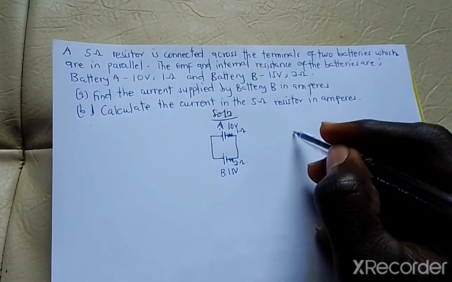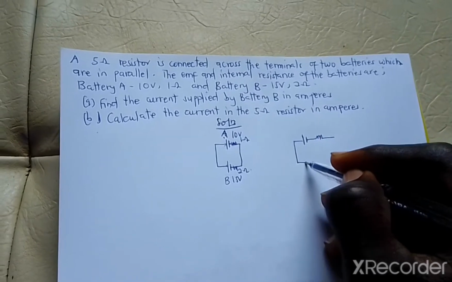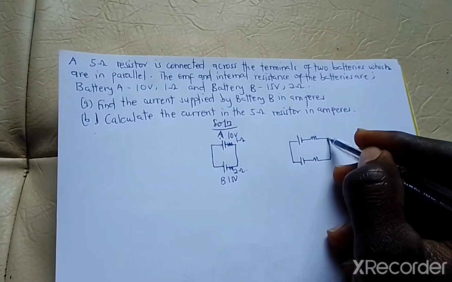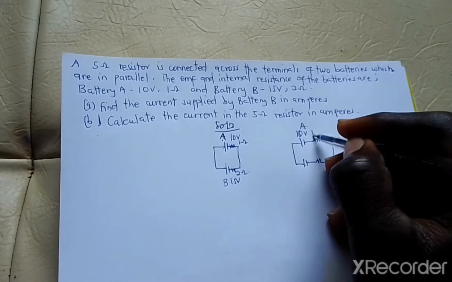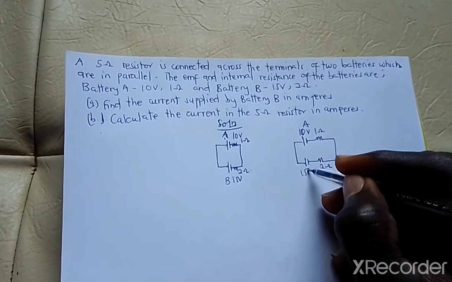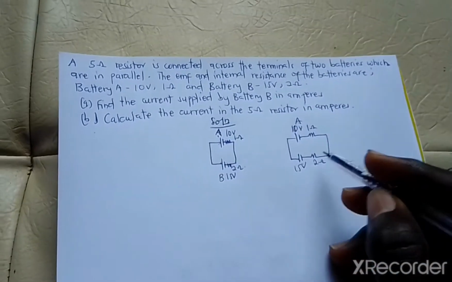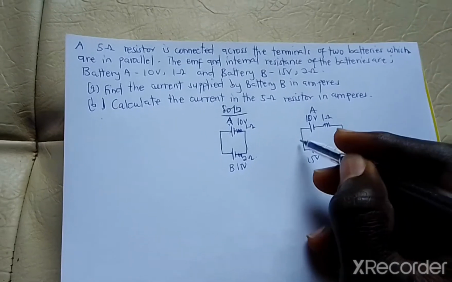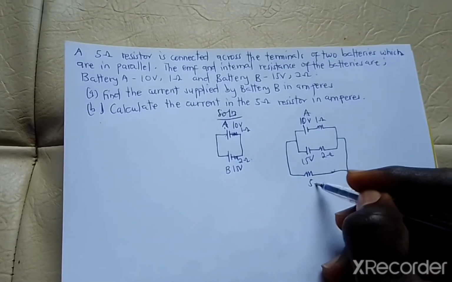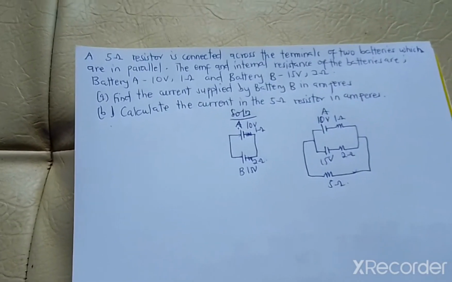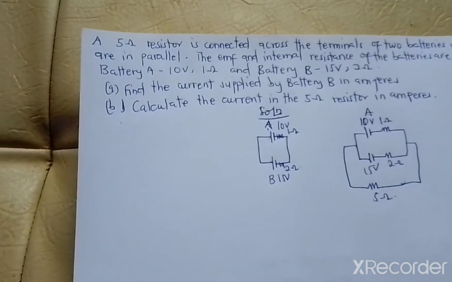So let me redraw it here. I'm going to have battery A, internal resistance, here to battery B, nicely. So here is my 10 volts, that is the A, and 1 ohm, my 2 ohm, and the 15 volts. And they are saying that a 5 ohm resistor is connected across the terminals of this. So across this we have a 5 ohm resistor here. We have to find the current supplied by battery B in amperes. So we want the current supplied by battery B.